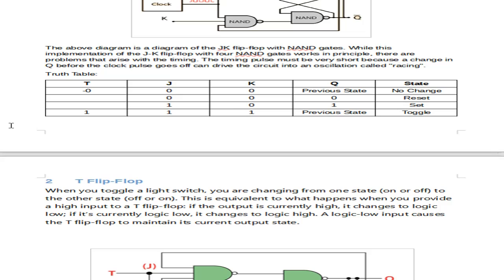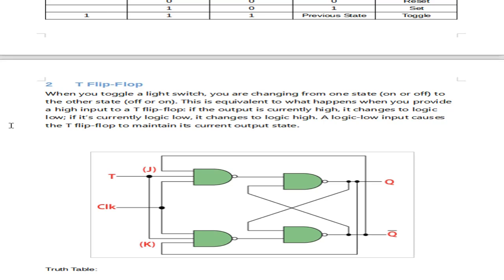When T is 0 and J is set to 1 and K is set to 0, Q, the output, is 1, thus the JK flip-flop is in its set state. When T is set to 1, J is set to 1, and K is set to 1, Q is in its previous state and is set in its toggle mode.